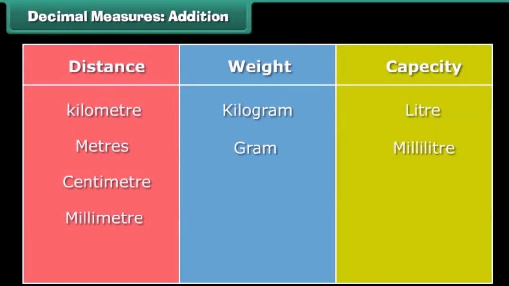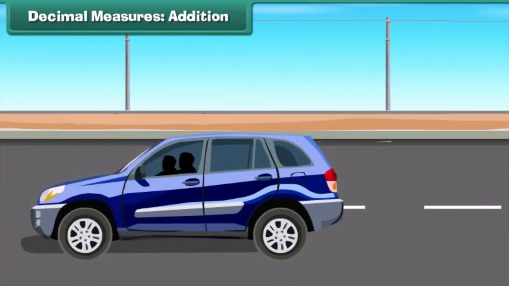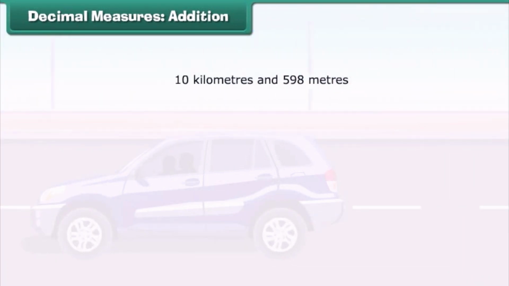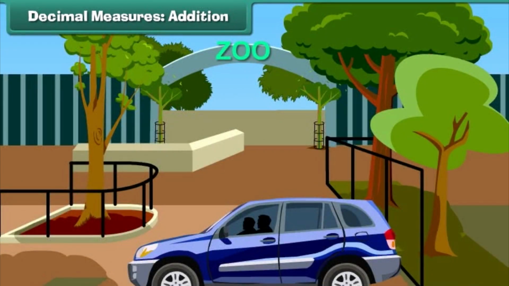We have learned the different units used for measuring distance, mass, and capacity. Let us now learn how to add, subtract, and multiply the quantities in different units. One day Ryan went to zoo with his uncle. They covered first 10 kilometers and 598 meters very fast. But they took much time in covering next 8 kilometers and 633 meters. How much distance did they travel in total?